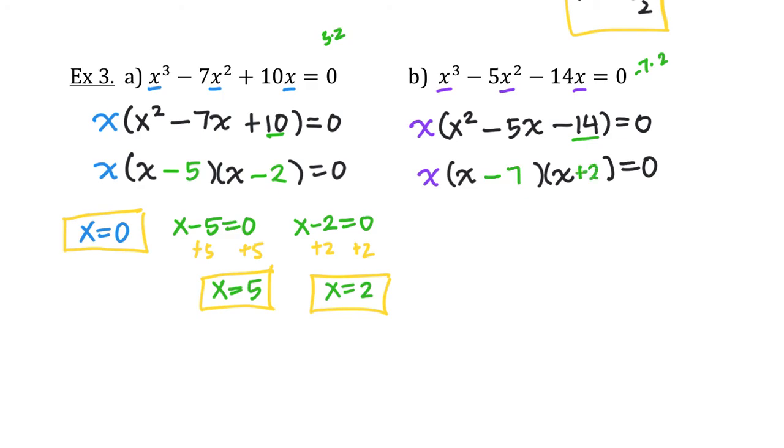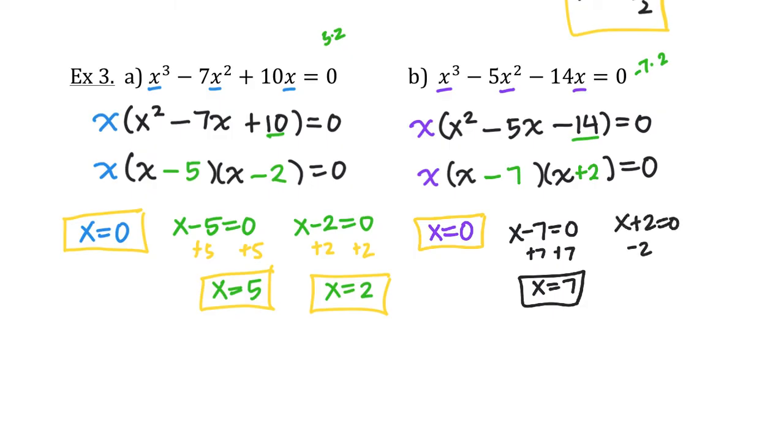Now that it's in factored form, I can use the zero product property. So x equals 0. X equals 7. Okay, and x equals minus 2. Okay, I ended up with 3 answers again. If I go back to the beginning, this was degree 3, so getting 3 answers makes sense to me. Okay, go ahead and try the practice and then check your answers with those posted on the calendar.